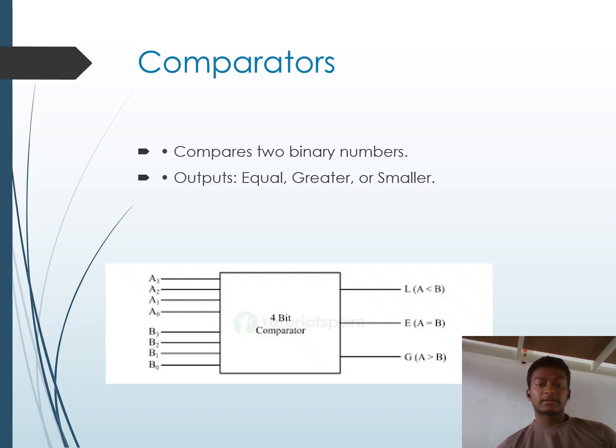So this is the 4-bit number A and this is the 4-bit number B. These both will get compared. So the result will be equal, greater, or smaller. For example, a 4-bit comparator can compare 4-bit numbers and give the result. Comparators are used in decision-making circuits, sorting operations, and digital systems that require logical comparisons, like CPUs.